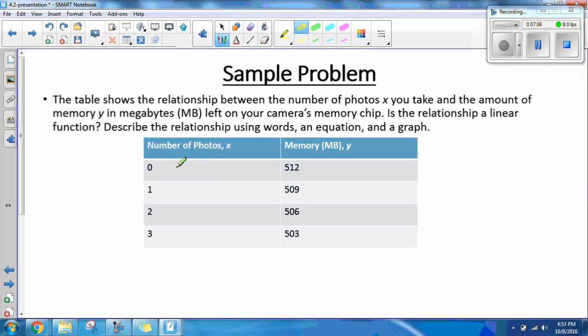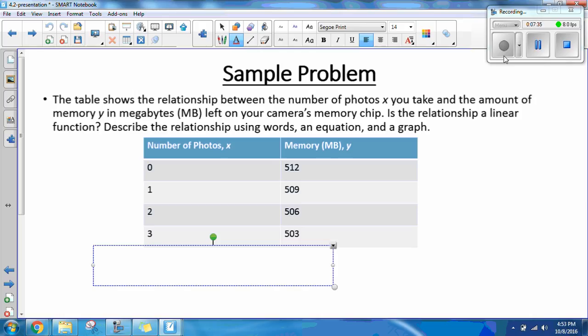When we have 0 photos on our camera, our memory is full, so we have the entire 512. For every picture that we take, we use up 3 megabytes. So we can say that for each picture, x, we multiply it by 3 and subtract that from 512. So our equation would be the number of megabytes will equal 512 minus 3 megabytes for each picture times the number of pictures, x.